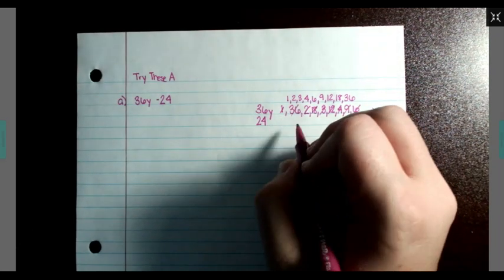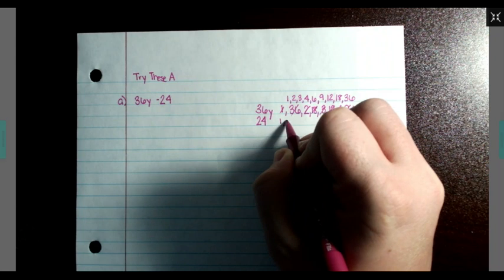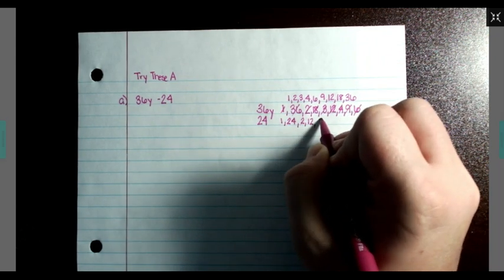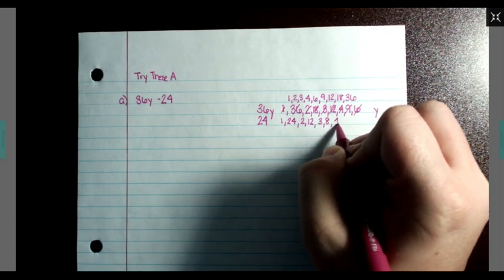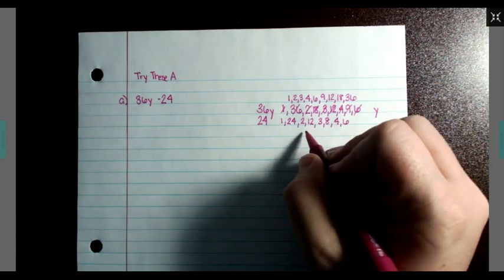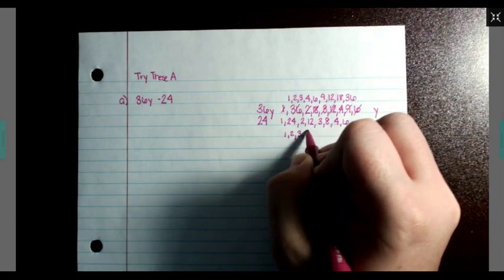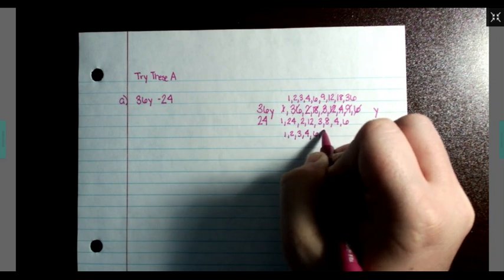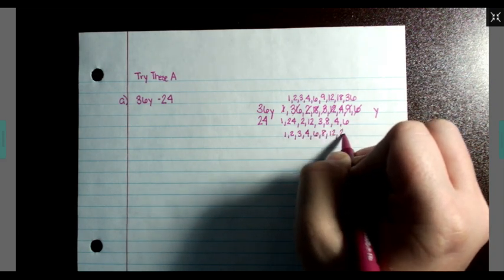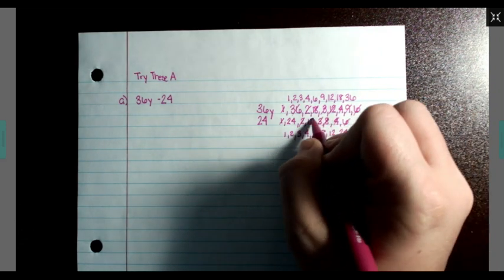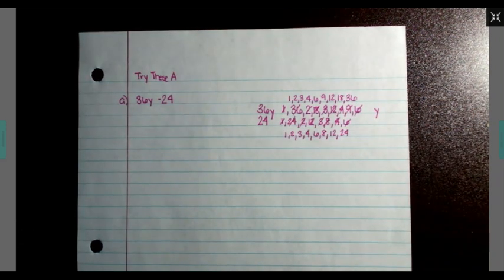Let's do the same for 24. We have 1 and 24, 2 times 12, 3 times 8, 4 times 6. Now I'm going to put those in order. So I got 1, 2, 3, 4, 6, 8, 12, 24. What is the biggest number that both of these have in common? That's going to be my greatest common factor.